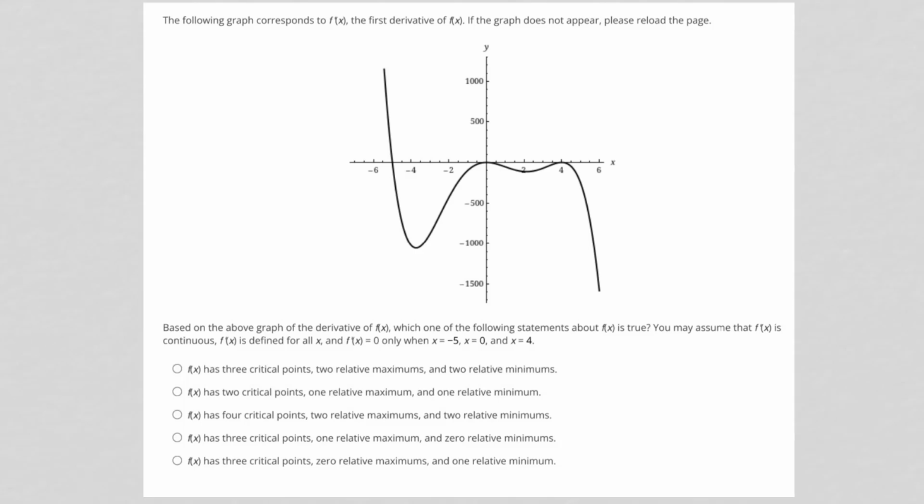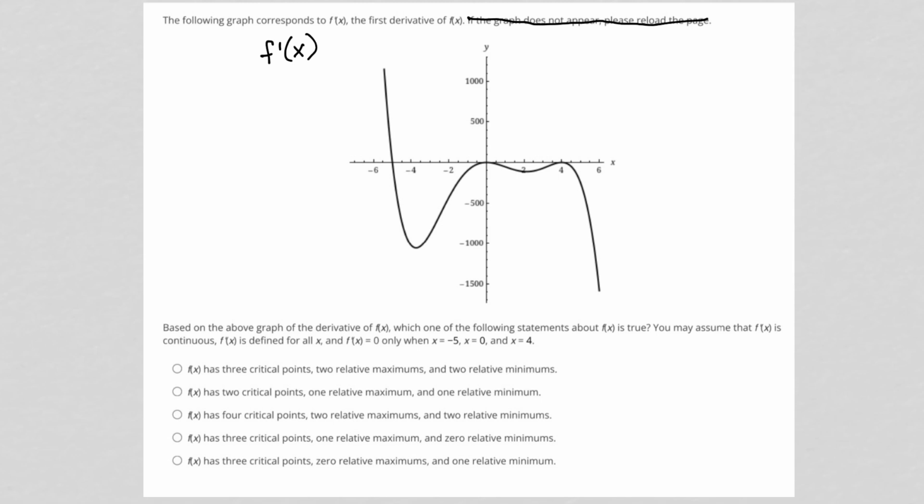So this question says the following graph corresponds to f prime x, the first derivative of f of x. If the graph does not appear, we don't have to worry about that. The graph does appear. So what does that mean, first of all, with regard to f of x?